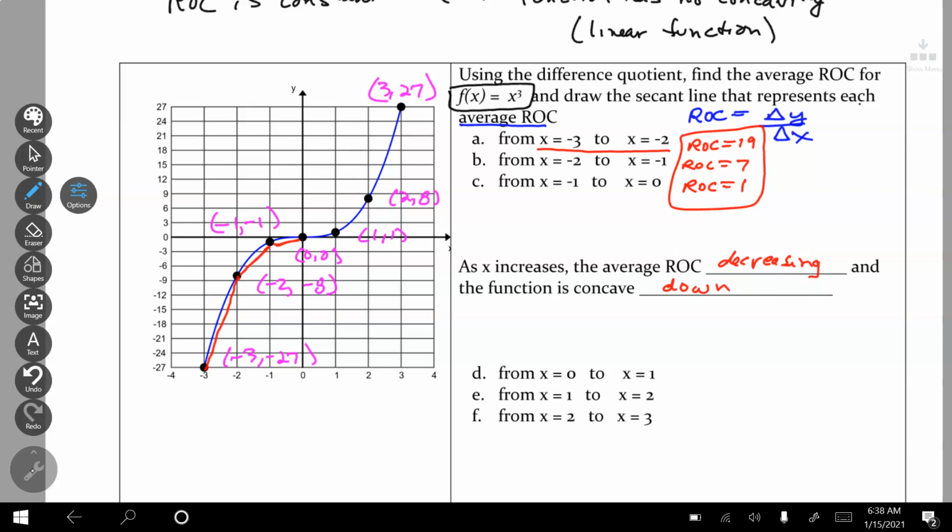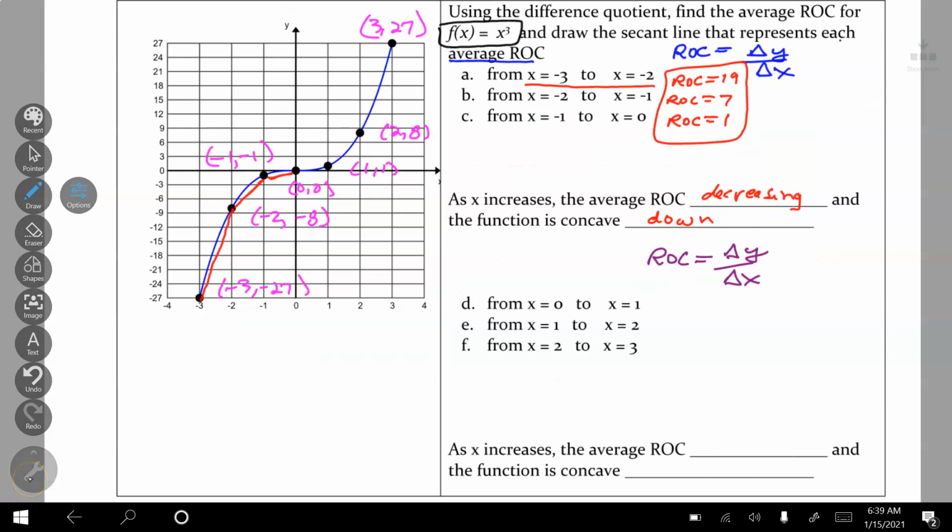Now I could do the same thing over here for the next part. So my rate of change is still change in y over change in x. From 0 to 1, it's from here to here. And I can see this rate of change is equal to 1. And the next one from x equals 1 to 2, I get that rate of change is equal to 7. And then the last part, I get the rate of change from x equals 2 to 3. I get my rate of change is equal to 19.